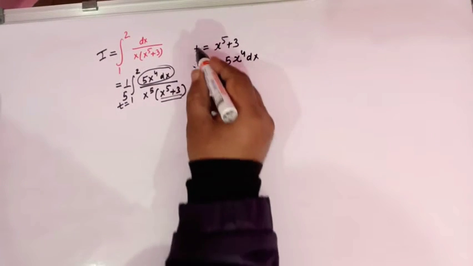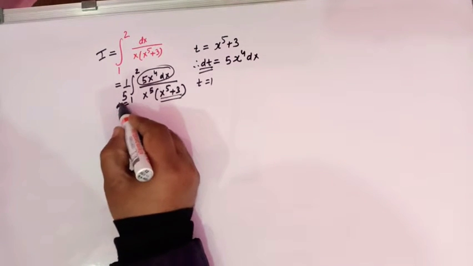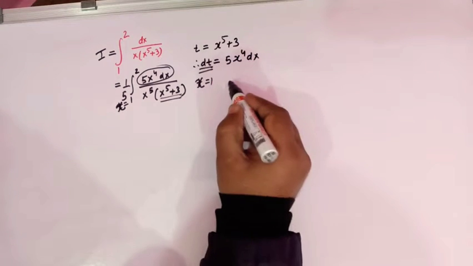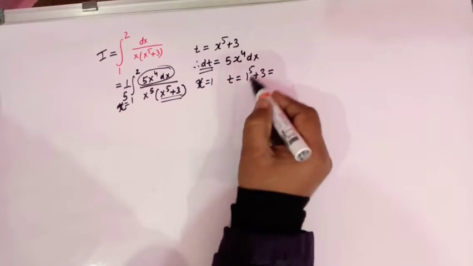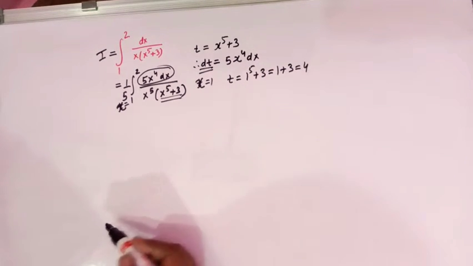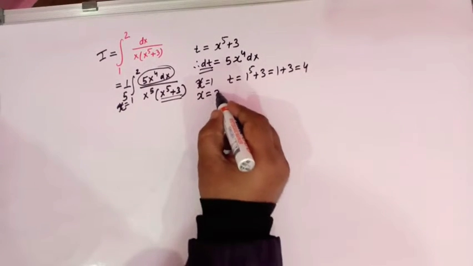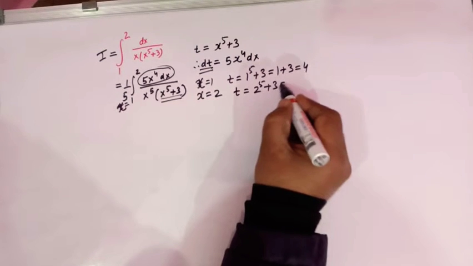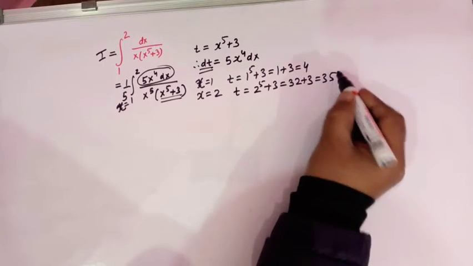When x is equal to 1, the value of t is 1 raised to 5 plus 3, that is 1 plus 3, that is 4. And when x is equal to 2, then t is equal to 2 raised to 5 plus 3, that is 32 plus 3, 35.